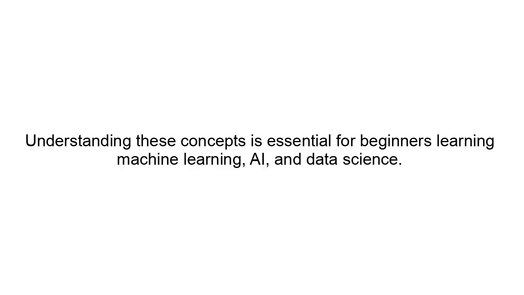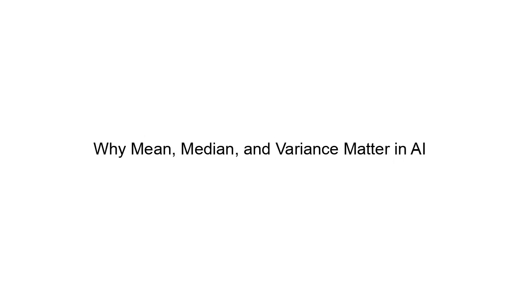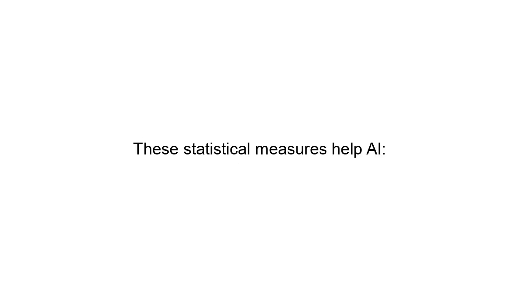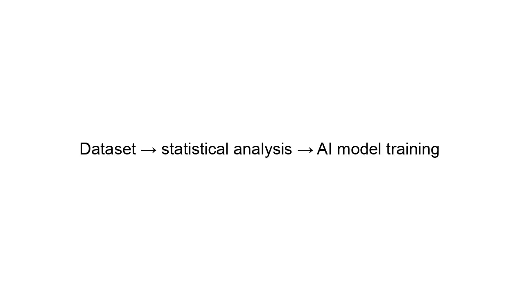Why mean, median, and variance matter in AI? When AI models analyze data, they must understand the general behavior of the dataset. These statistical measures help AI summarize large datasets, identify patterns, detect anomalies, and normalize data before training models. Example concept: dataset means statistical analysis means AI model training. Without these measures, AI systems would struggle to understand the structure of the data.